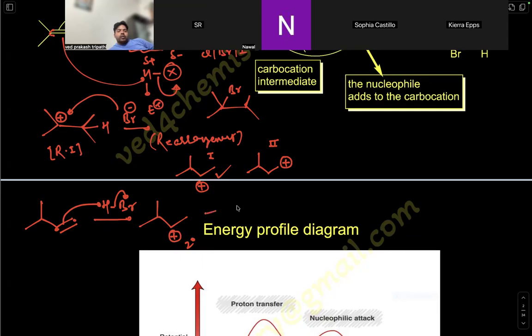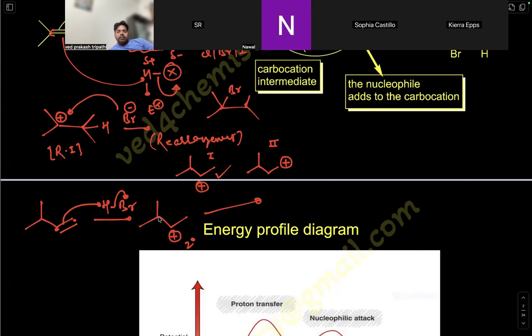Now I have another question. Is there any possibility of rearrangement in this case? Yes or no? Rearrangement means less stable form to more stable form. So if you have a secondary carbocation and you have a chance to make it tertiary, then that means there is a rearrangement.